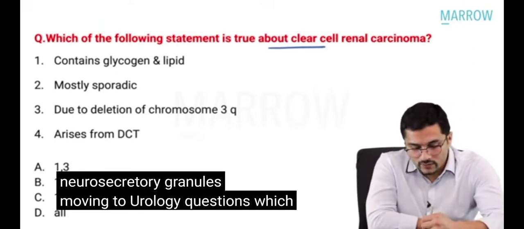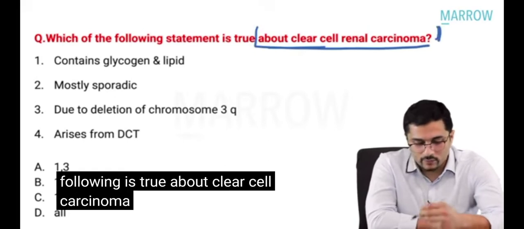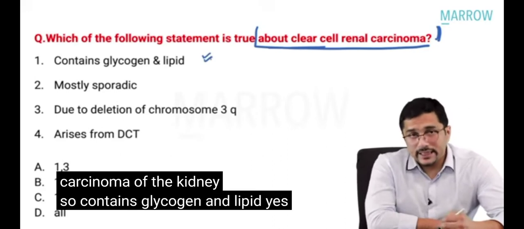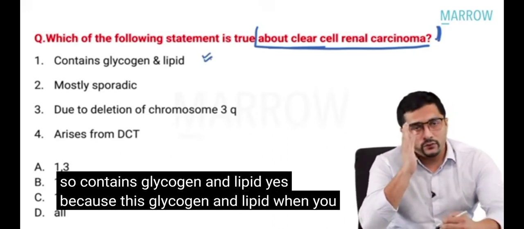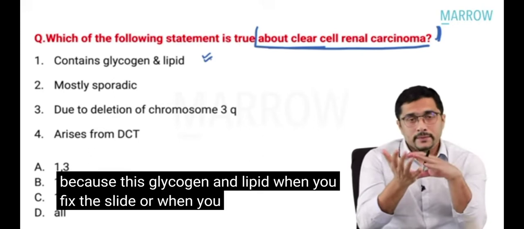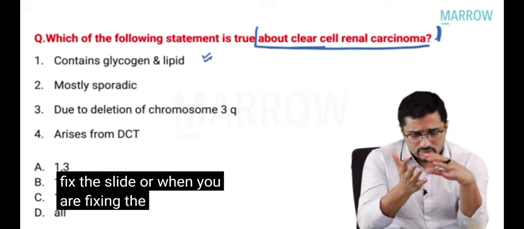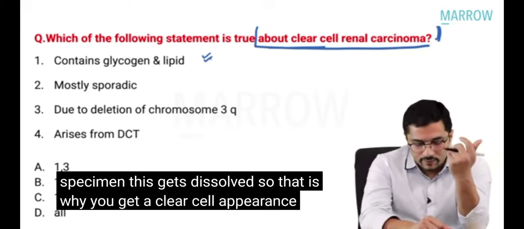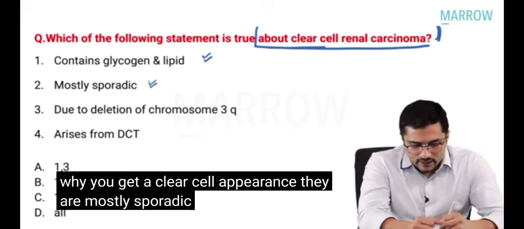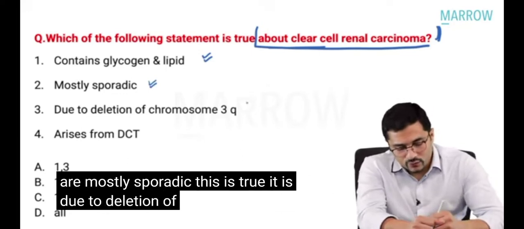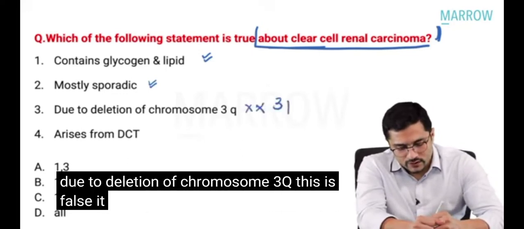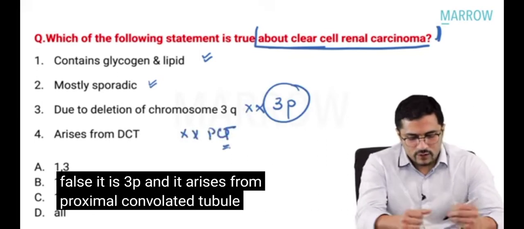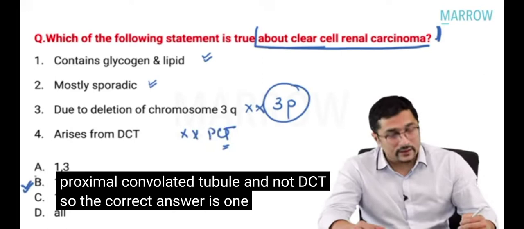Moving to urology questions, which of the following is true about clear cell carcinoma of the kidney? So, contains glycogen and lipid, yes, because this glycogen and lipid, when you are fixing the specimen, this gets dissolved. So, that is why you get a clear cell appearance. They are mostly sporadic, this is true. It is due to deletion of chromosome 3q, this is false, it is 3p, and it arises from proximal convoluted tubule and not DCT. So, the correct answer is 1 and 2.